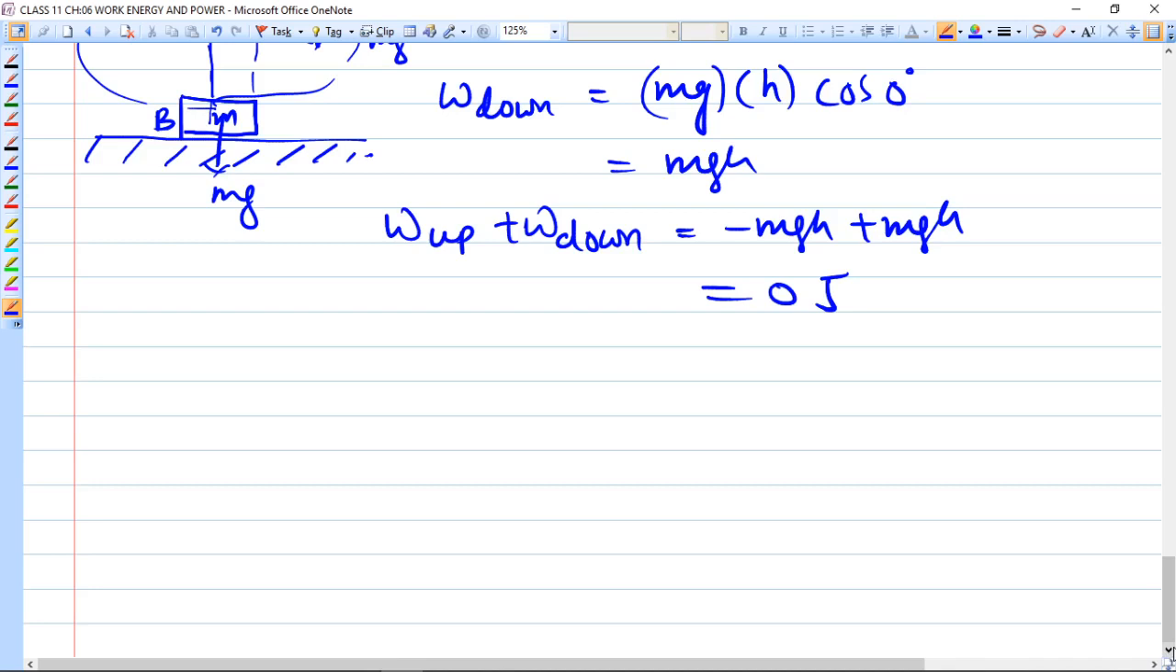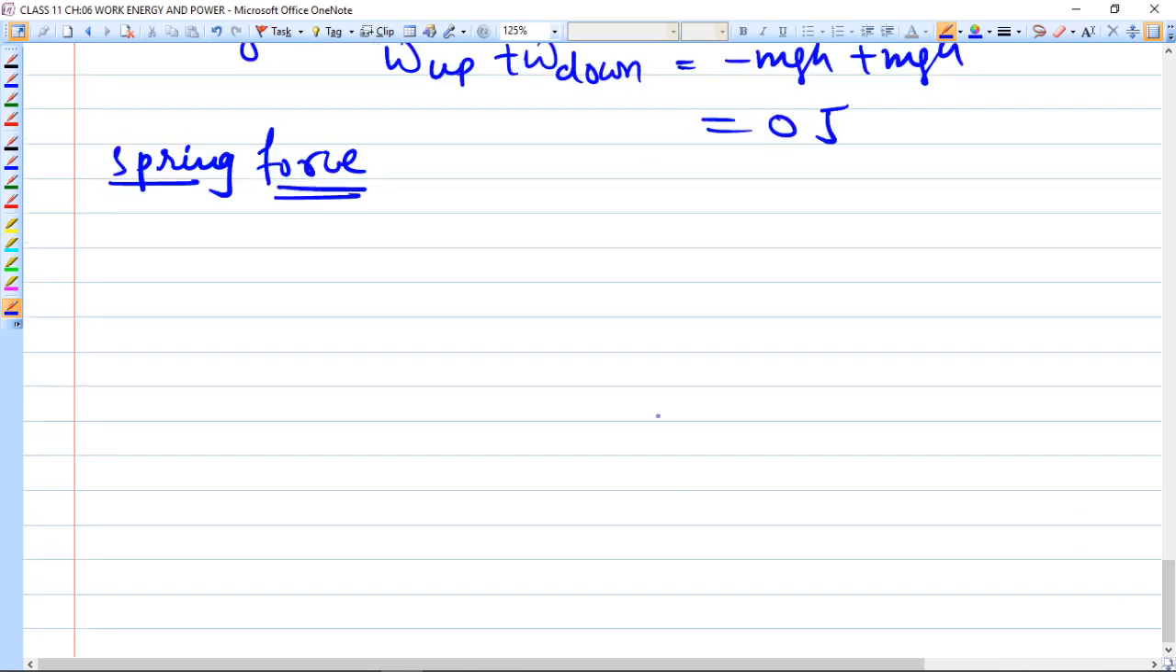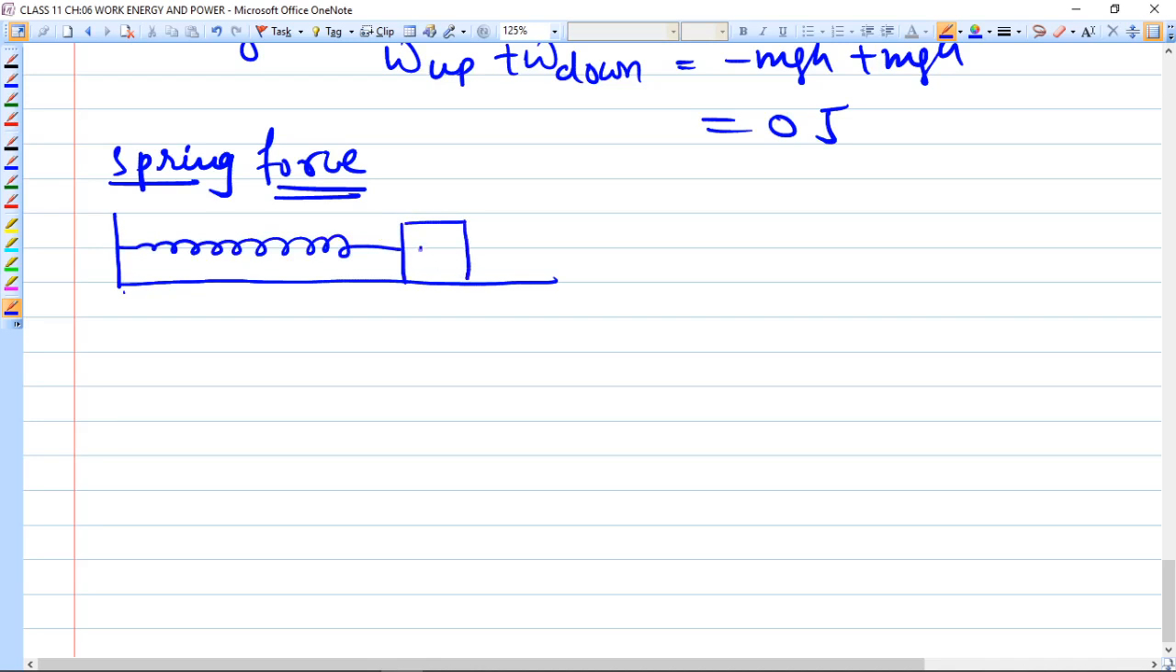Be patient. Here I want to discuss one more force, the spring force. What is the spring force? Let me explain. It is a very important force, so please listen very carefully. Suppose this is a spring and we have a block attached to it. The block has mass m. Is that clear to you? Fine.